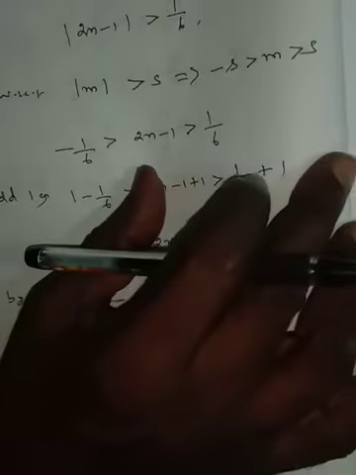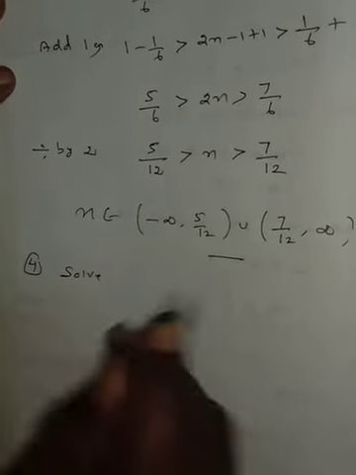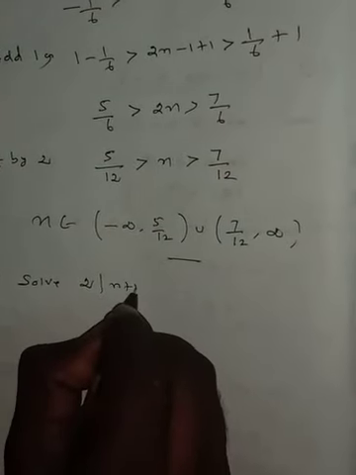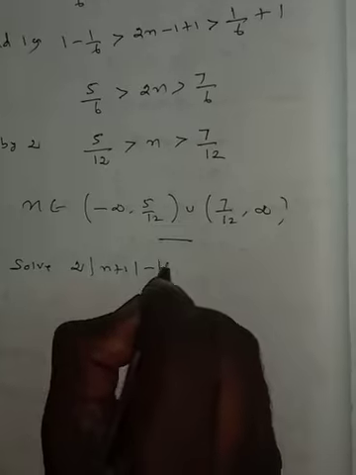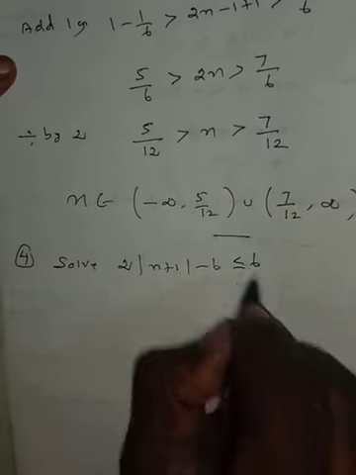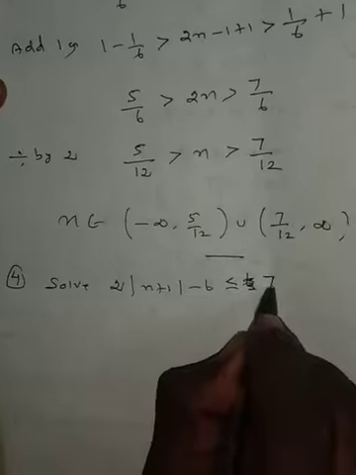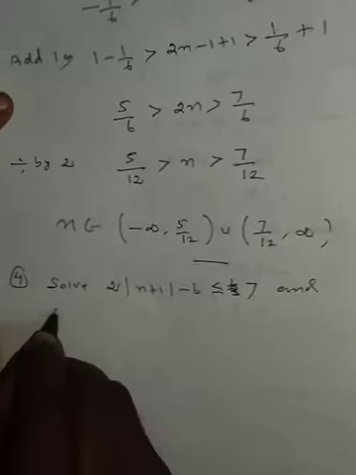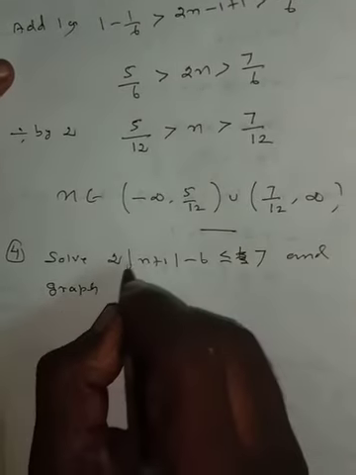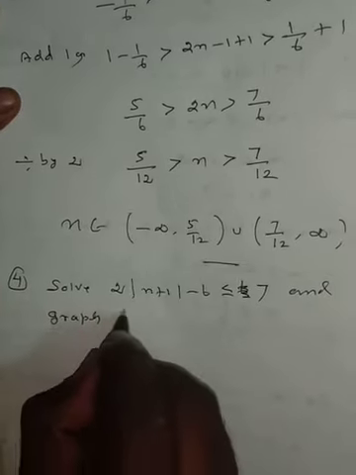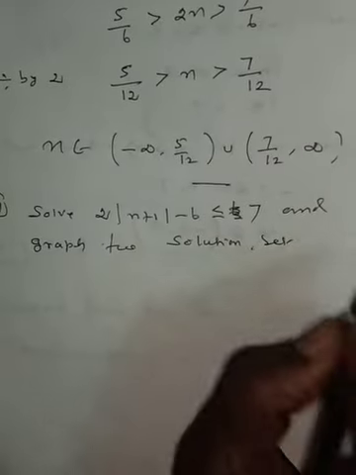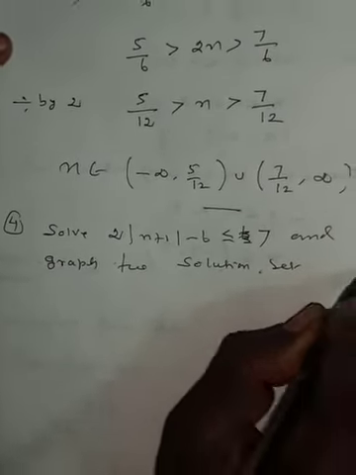Next sum. Solve 2 into modulus of x plus 1 minus 6, which is less than or equal to 7, and graph the solution set on a number line.